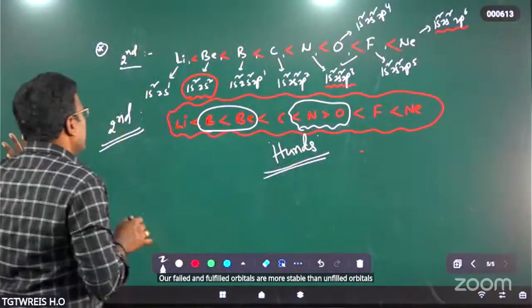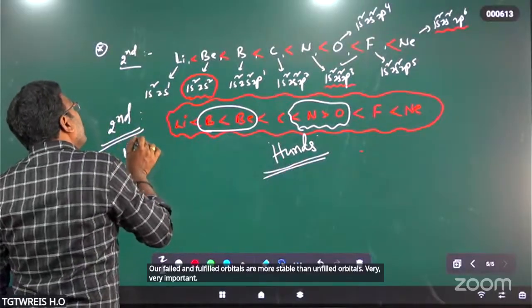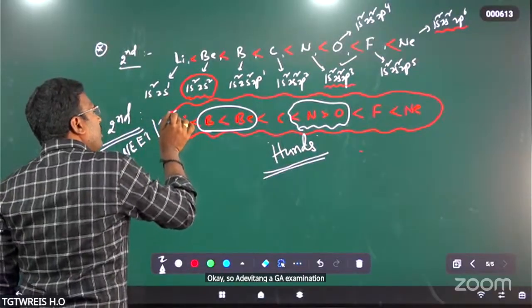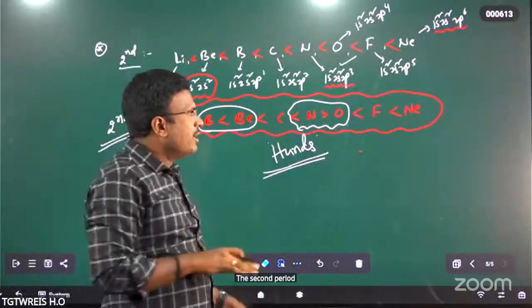Very, very important. So, ఈ ఒక క్వశ్చన్ అనేది మీకు నీట్ ఎగ్జామినేషన్ లో, ఓకే, సో అదే విధంగా జేఈ ఎగ్జామినేషన్ లో రిపీటెడ్ గా అడుగుతున్నాడు కాబట్టి మీరు దీని ఒకసారి ఫోకస్ చేయండి. ద సెకండ్ పీరియడ్. Okay, so very, very important.